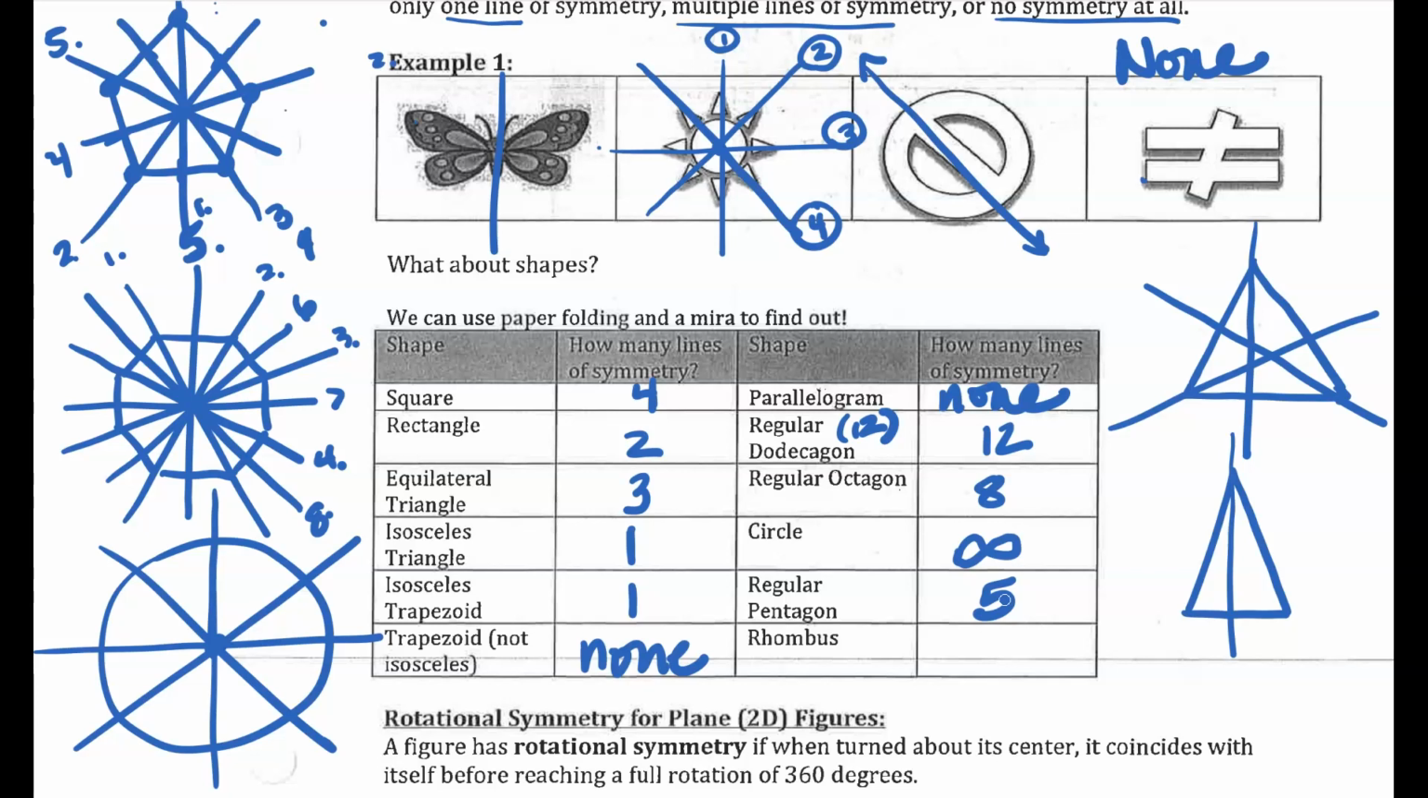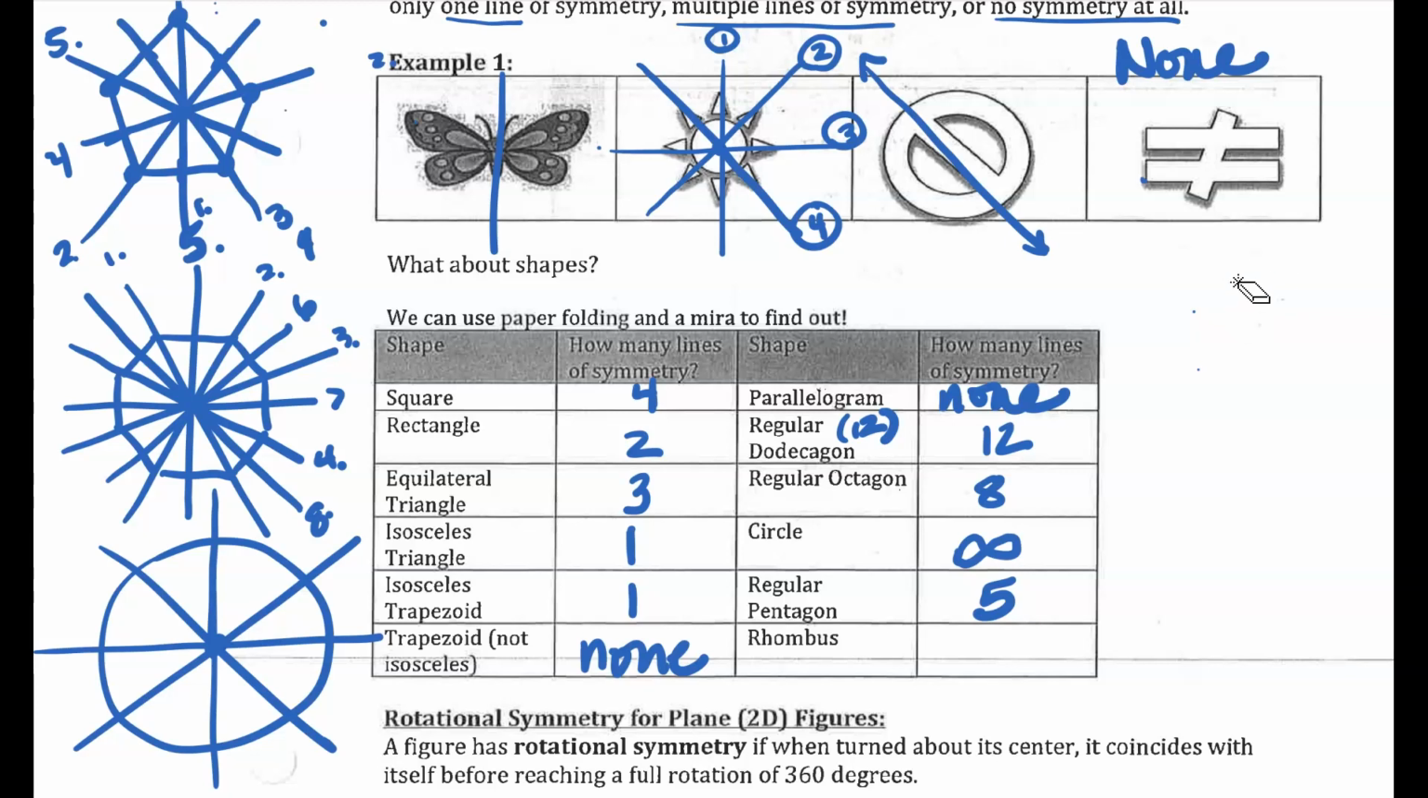And then last but not least, we've got a rhombus. So I'm going to come over here and just erase this. A rhombus is a 4-sided figure where the opposite sides are parallel and all of the sides are the exact same length. And so there are 2 lines of symmetry for the rhombus. And I'll show you where those are.